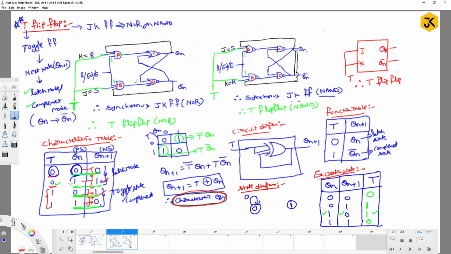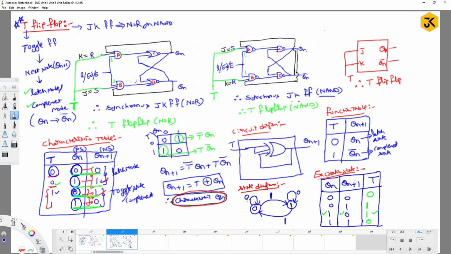If I am at the present state 1 and I get the input 0, I am moving to the 1 state. Similarly, if I am at the 0th state and I get the input 1, I am moving to the 1 state. Yes. If I am at the 1 state and I get 1 as input, I am moving to the 0th state. So this is the respective state diagram for the T flip-flop, guys.